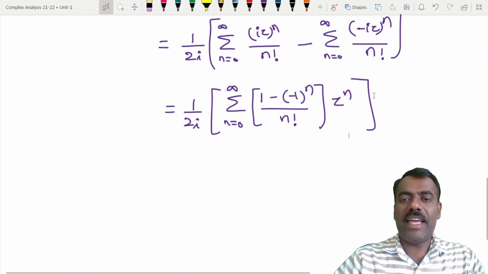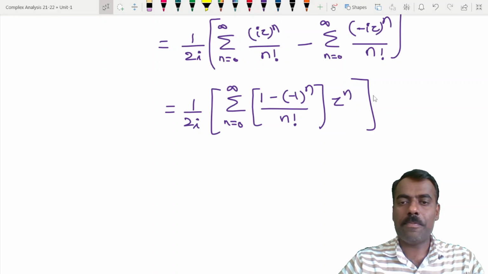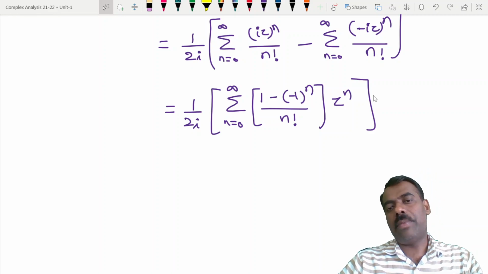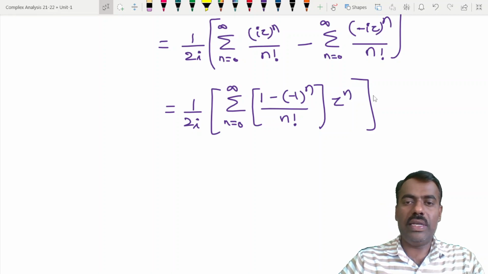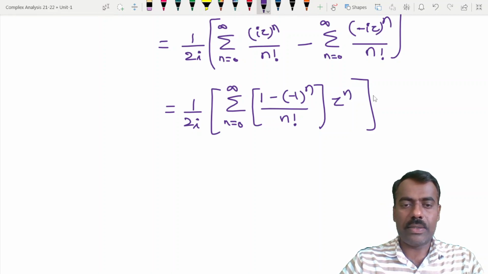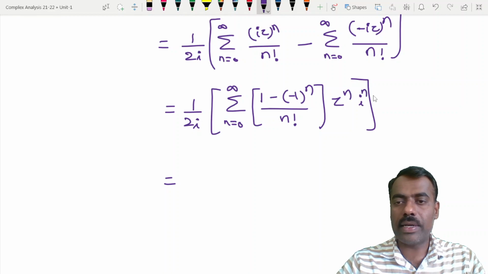Fine. Now if n is odd, then this will become minus; if n is even, then this will become plus 1. So 1 minus 1 is 0. So when n is even, these terms won't exist here. When n is odd, then this will become minus 1, minus of minus 1, plus 1. So 2 and 2 will get cancelled. Okay, so here I power n is there. I have not written here I power n.